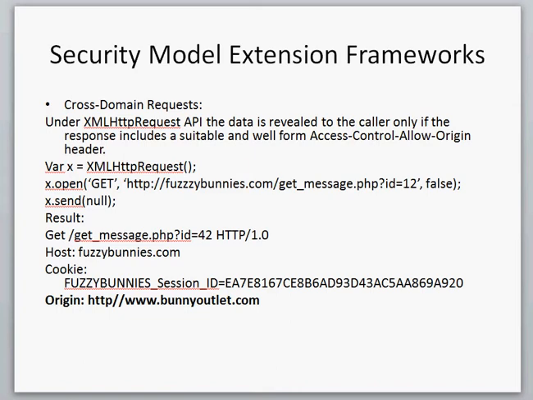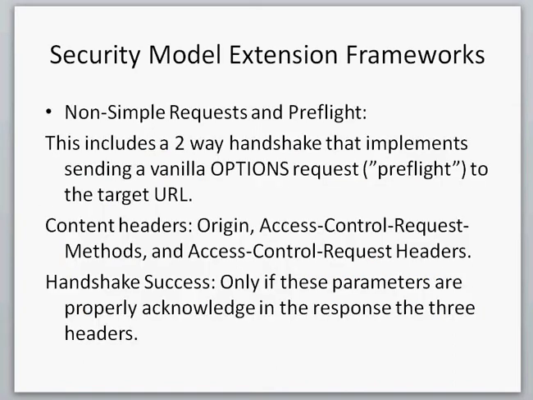For example, this script right here will result in a GET request for the following host, fuzzybunnies.com, and will generate this cookie right here, and it will trace it as an origin from http://www.bunnyoutlet.com. So the security model extension framework also includes a non-simple request and pre-flight.